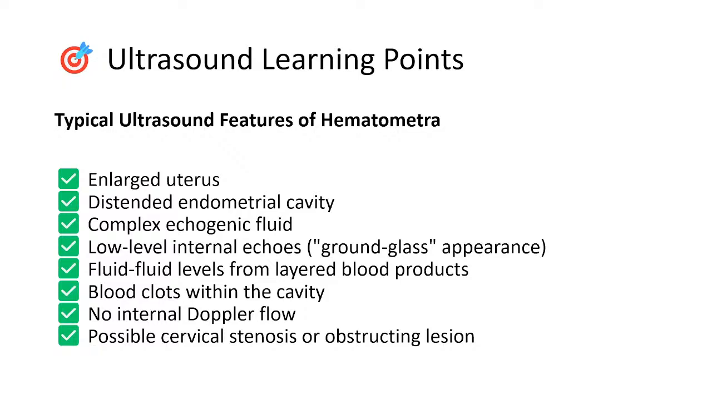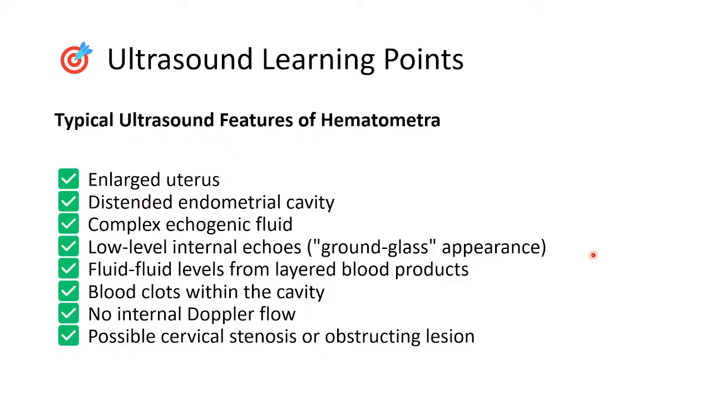Typical ultrasound features of hematometria. So you have to understand the typical characteristics or the morphology of hematometria on ultrasound. A large uterus, distended endometrial cavity, complex echogenic fluid, low-level internal echoes, the characteristic ground glass appearance. So this is the ground glass appearance. Fluid levels from layered blood products.